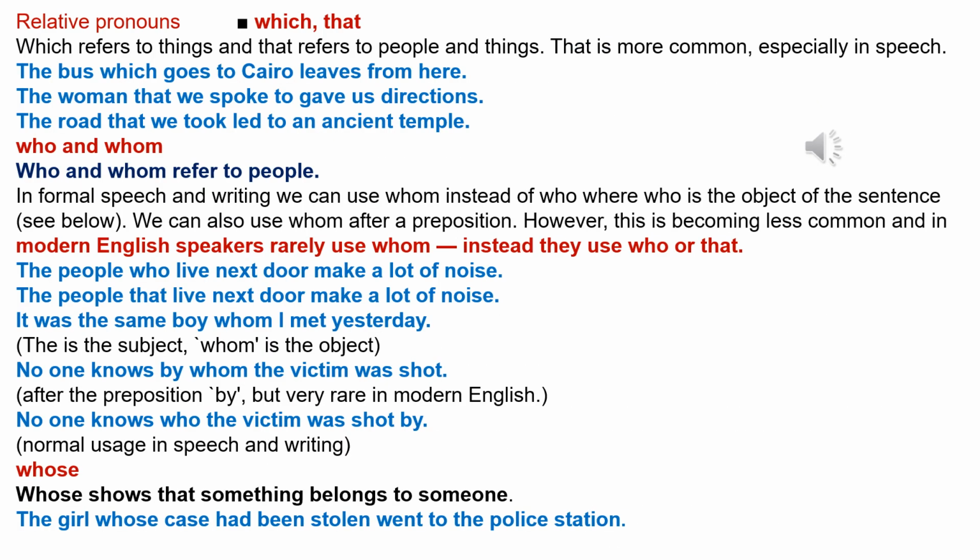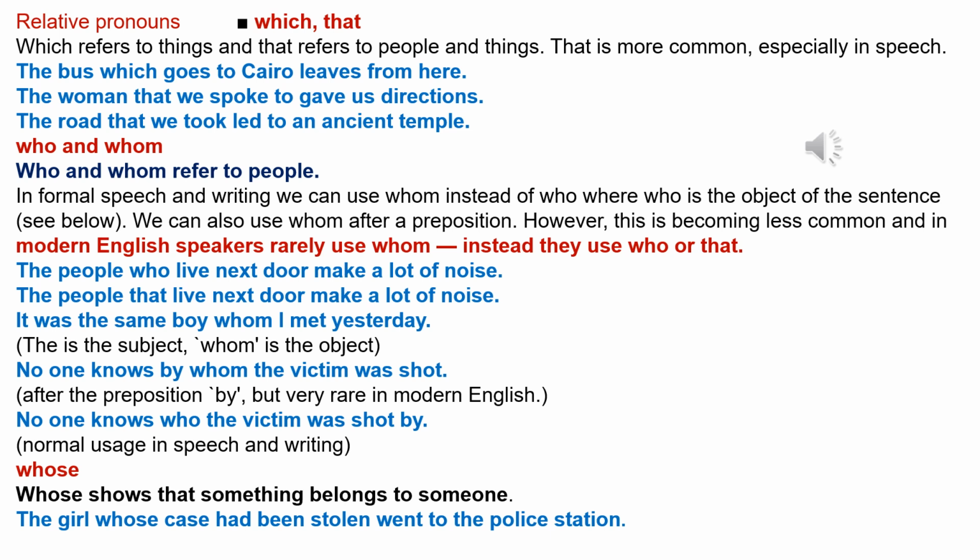Relative pronouns. Which, that. Which refers to things and that refers to people and things. That is more common, especially in speech. The bus which goes to Cairo leaves from here. The woman that we spoke to gave us directions. The road that we took led to an ancient temple.